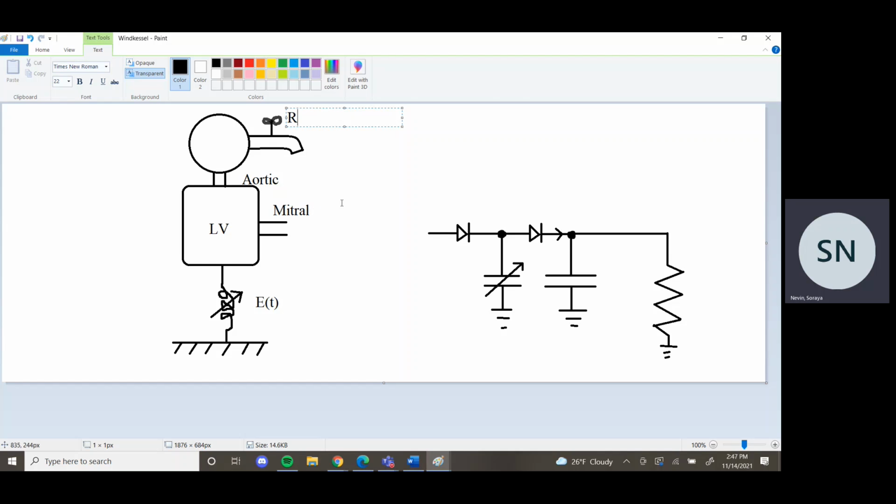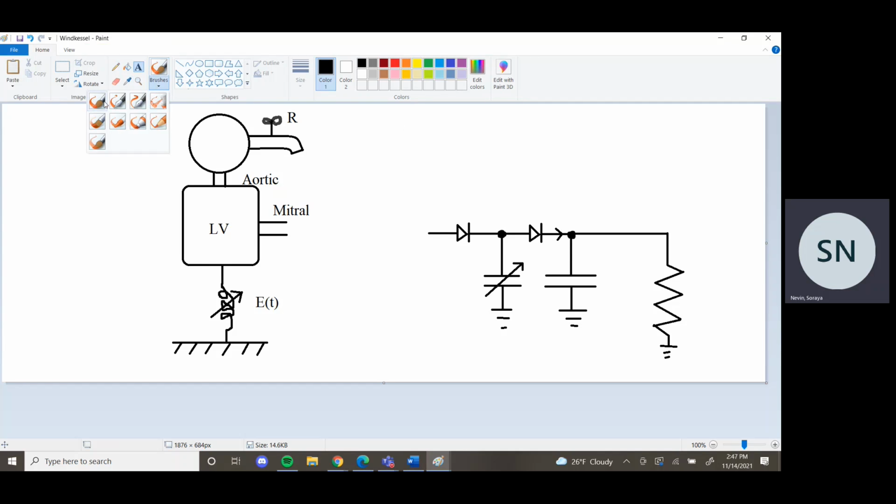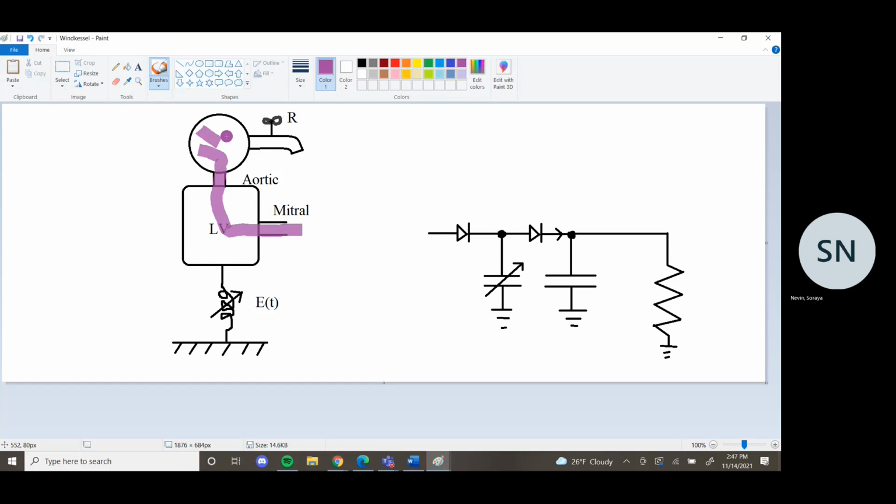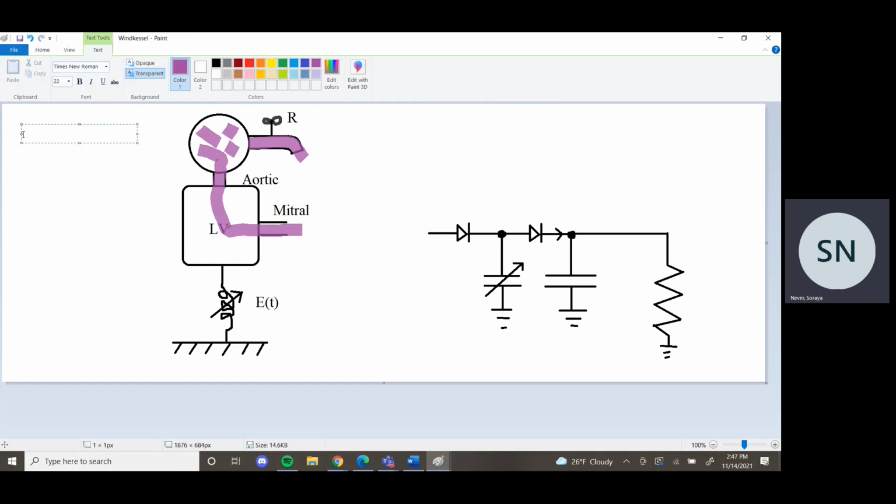So blood goes in through the mitral valve into the left ventricle, and then it goes through the aortic valve and into the aorta at the arterial system. And it can do two things. It can either expand the vessel, or it can go out through resistance and flow out. So we have two options.